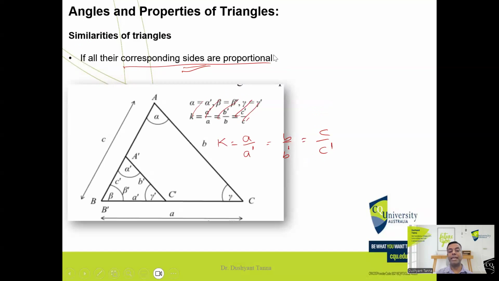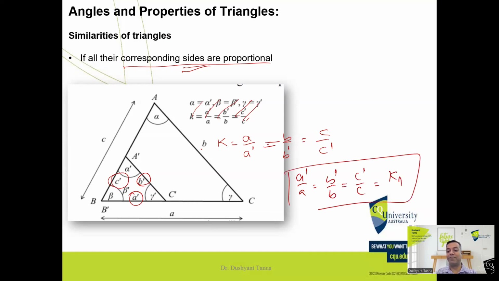When we say corresponding sides, A with A dash, B with B dash, C with C dash, right? If they are proportional, that means their ratio is constant. Doesn't matter, you could have written A dash over A, B dash over B, C dash over C. Call it some K1, doesn't matter. But the same pattern, if you are talking about dash as a side over the regular side. If this happens, then also we said that the triangles are similar triangles.